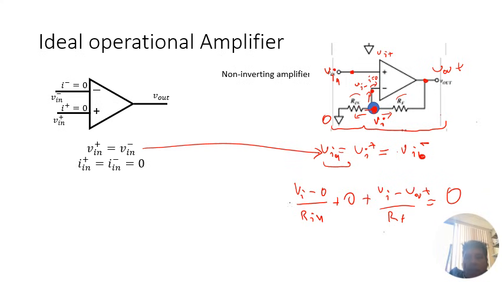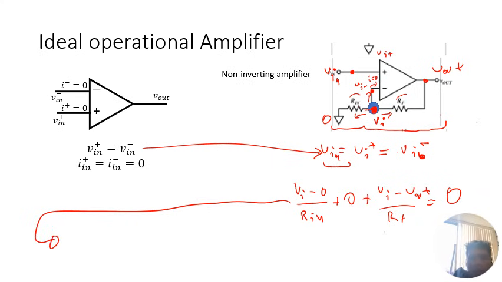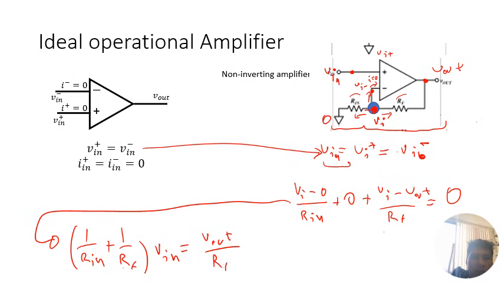Okay, so I can just manipulate this equation and solve for V out over V in. I get that 1 over Rin plus 1 over RF, times V in, equals V out over RF. So I just moved this to the other side, and I factored out the 1 over RF and 1 over Rin, and that's going to give me that V out over V in, or the gain of this particular circuit, is 1 plus RF over Rin.